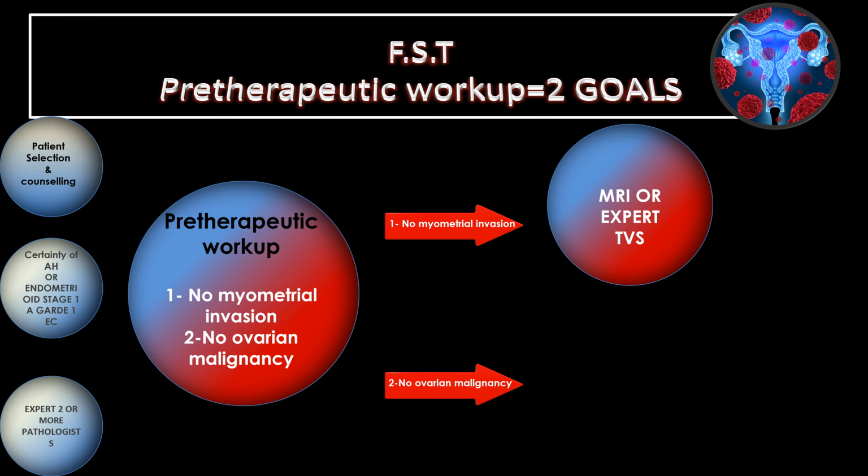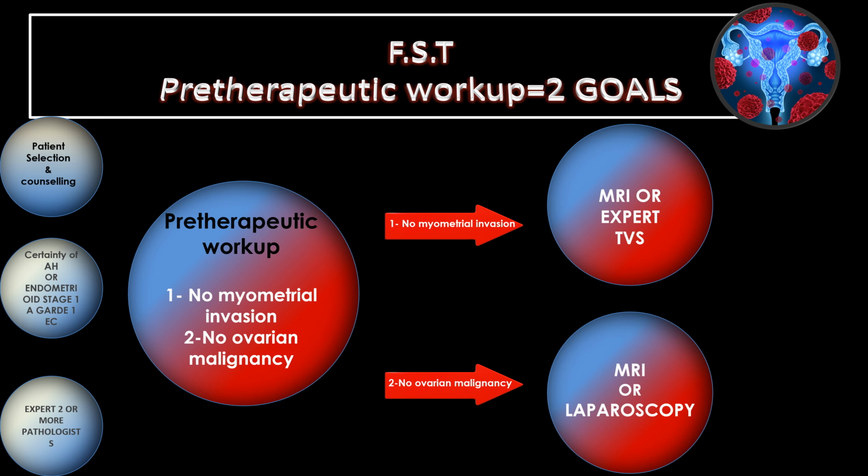Regarding confirming the probability of no extrauterine malignancy, or extrauterine extension of the disease, or exclusion of ovarian malignancy, what can we do? We can do MRI, and if there is any doubt, MRI can be supported with laparoscopy.